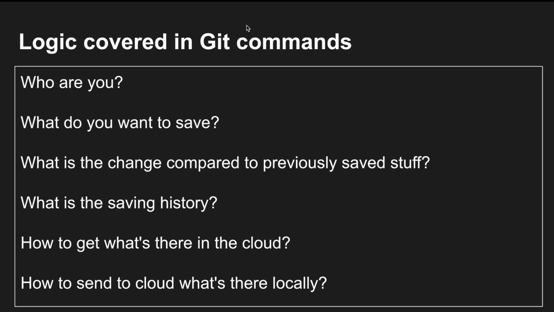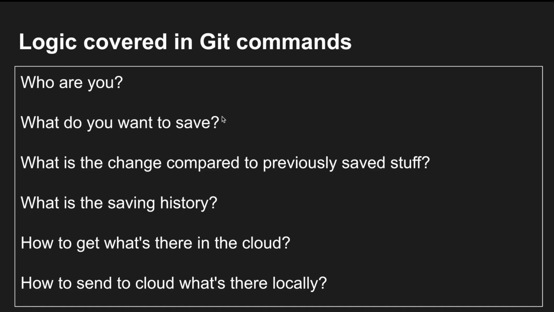Before I move on to the Git commands, I want to go through the logic covered by Git commands. The first logic I'm going to cover is: who are you? There is one command which configures your name and your email so that it can easily track who made which changes. Then the next logic is: what do you want to save?